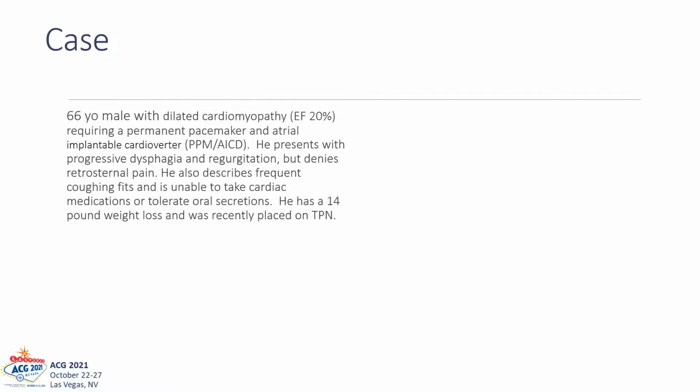On to another case. Here we have a 66-year-old male with dilated cardiomyopathy with an EF of 20%, requiring a permanent pacemaker and AICD. He presents with progressive dysphagia and regurgitation, but denies retrosternal pain. He also describes frequent coughing fits and is unable to take cardiac medications or tolerate oral secretions. He has a 14-pound weight loss and was recently placed on TPN.